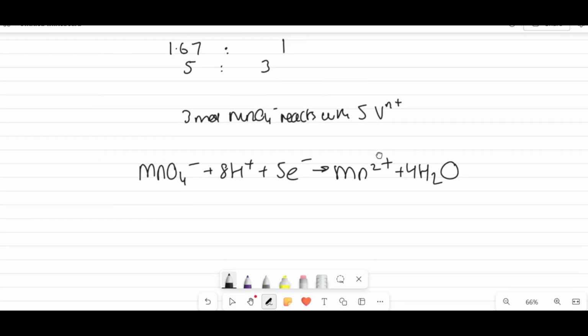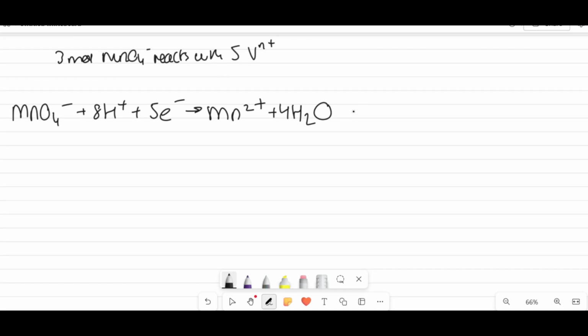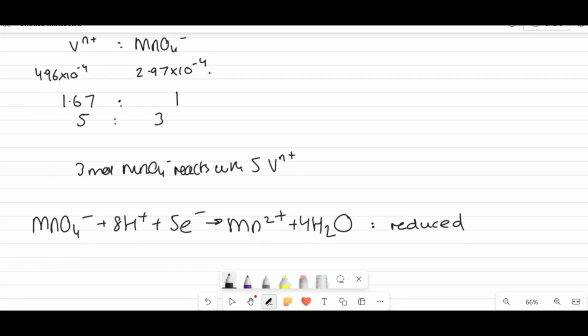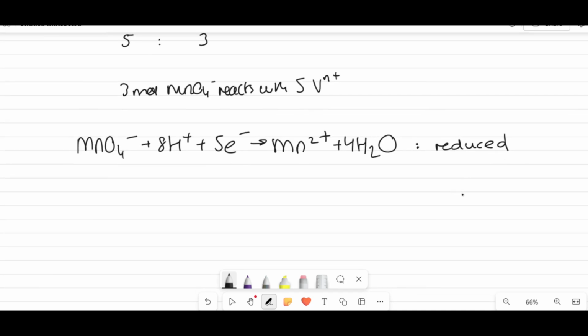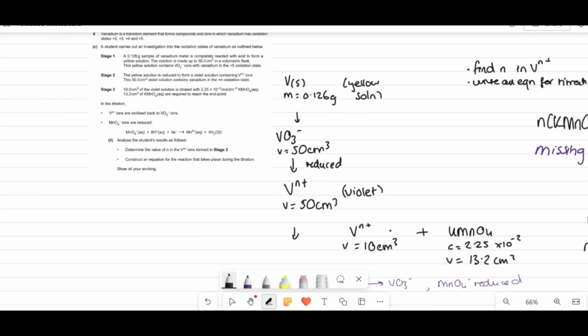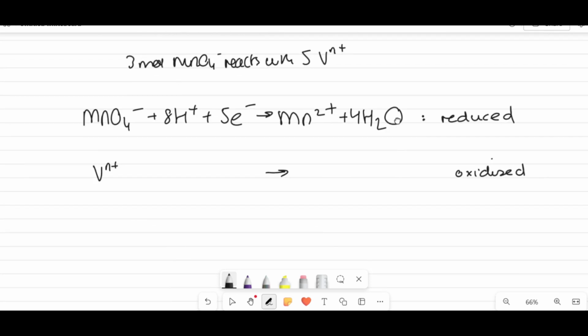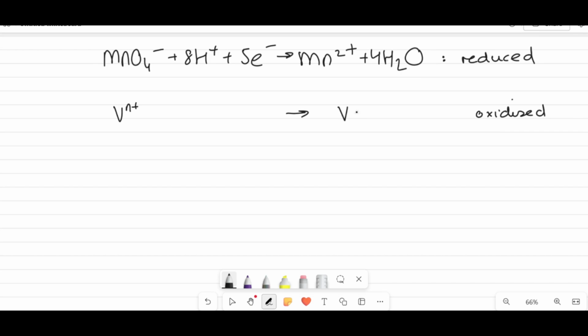The question, remember, has told us that this MnO4- has been reduced, okay? And how many moles did we use? 2.97 blah blah, or 3 times as many of that. Cool. If that's been reduced, then the other thing must have been oxidized, as in the Vn+ must have been oxidized, right? If we go back to the question as well, it also tells you that the Vn+ eventually becomes VO3-. So we know that this Vn+ eventually becomes VO3-, and it's been oxidized, okay?